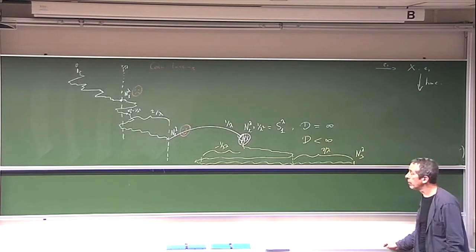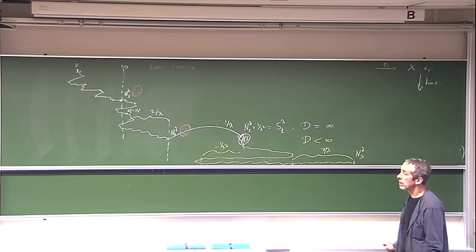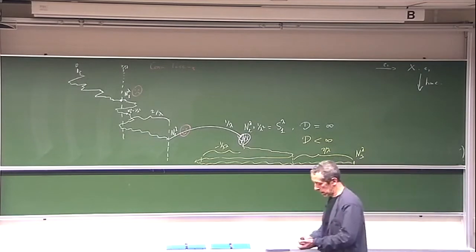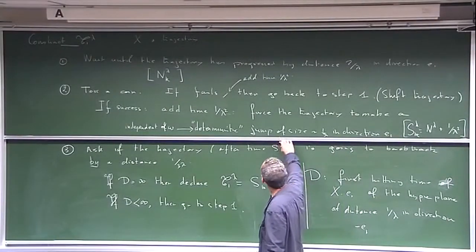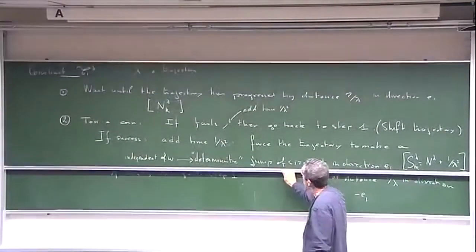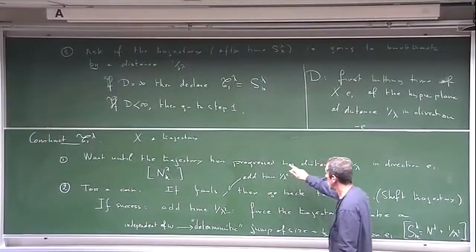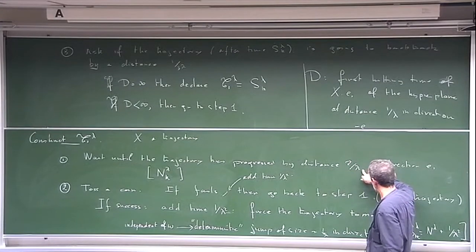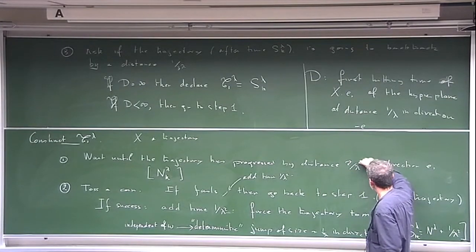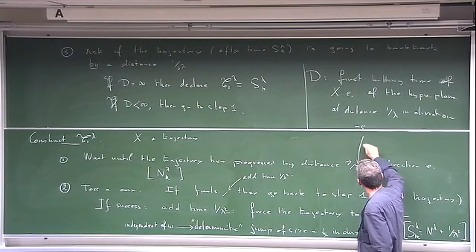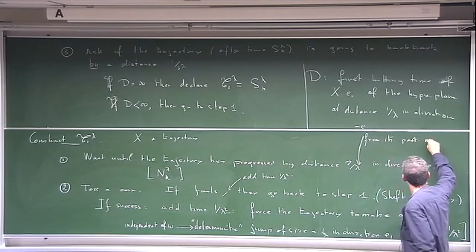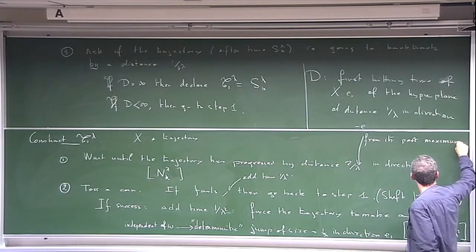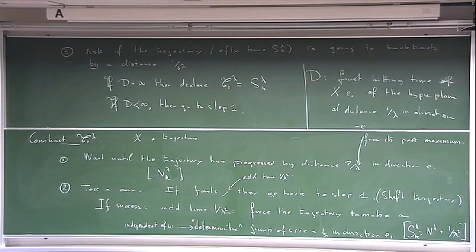Do you restart from the farthest point of the trajectory, or? Yeah. You mean in step 1? Yeah, in step 1. In step 1, yes. And if you go back from the... Okay. So you wait until the trajectory has progressed by distance 2 over lambda from its past maximum. This time. Yeah.